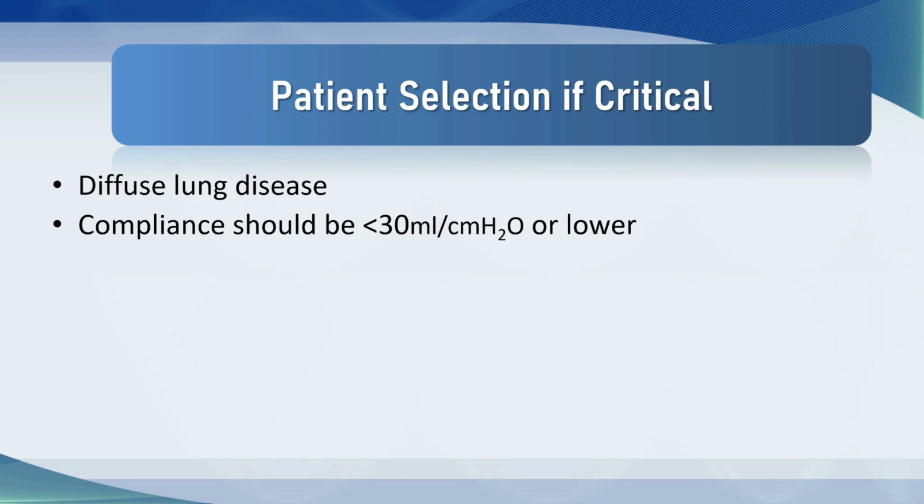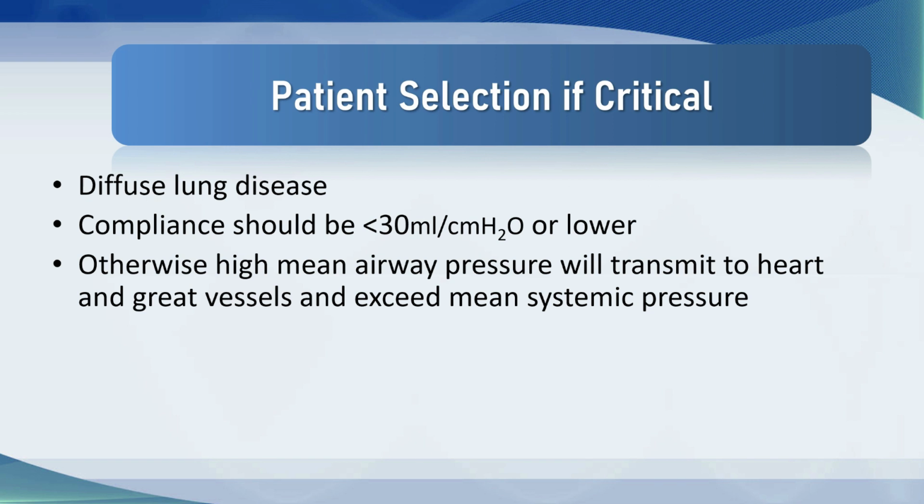If the lung compliance is relatively normal, this mode of ventilation is a waste of time, and it'll cause trouble because the mean airway pressure is very high in this mode of ventilation, and if the lungs are relatively compliant, then that pressure will transmit to the heart and to the great vessels, and it will exceed the mean systemic pressure, reduce venous return, reduce cardiac output, and reduce blood pressure and tissue blood flow, and this is a disaster. So you don't want to get into that. If you put someone on APRV and their blood pressure tanks almost immediately, you need to take them off.